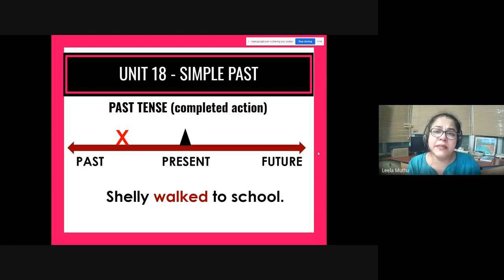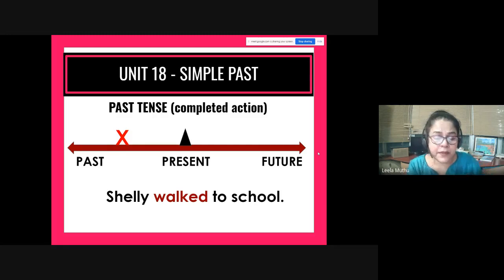Even 1 minute. If I finish doing an action even 1 minute ago, it's in the past. You can never get that action back. Okay? Now they say as time passes, you never get that previous time back. Okay? Because time is gone. It's passed by. Okay? So the past is actions which have occurred before.